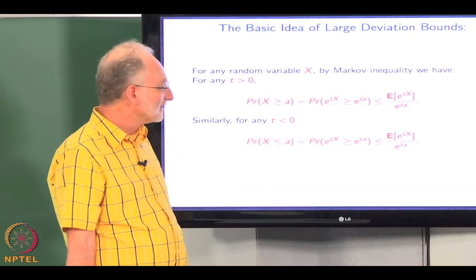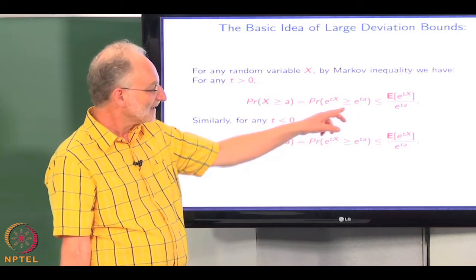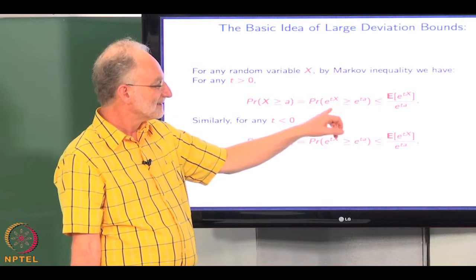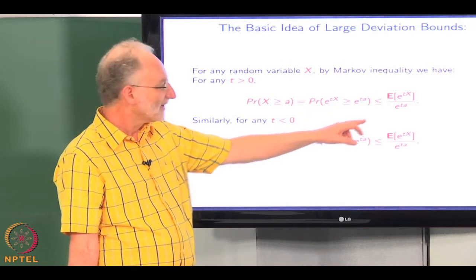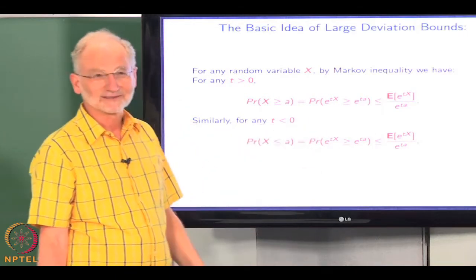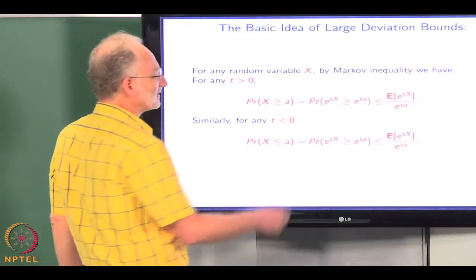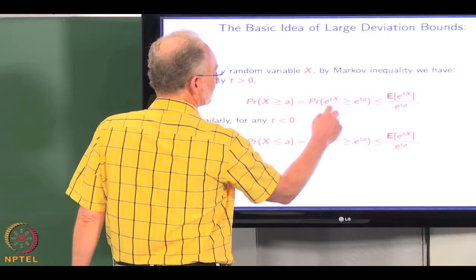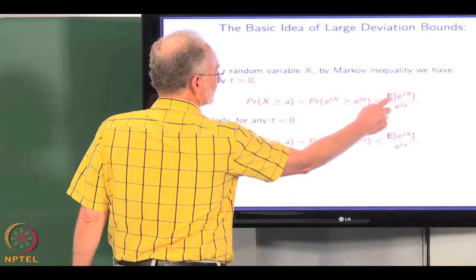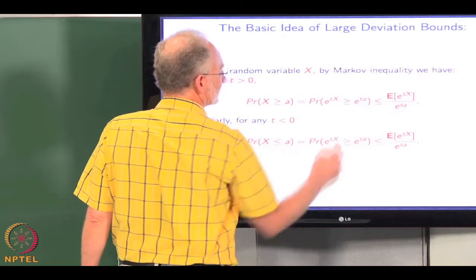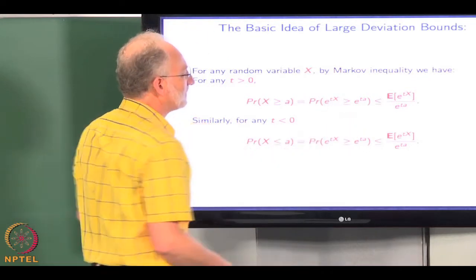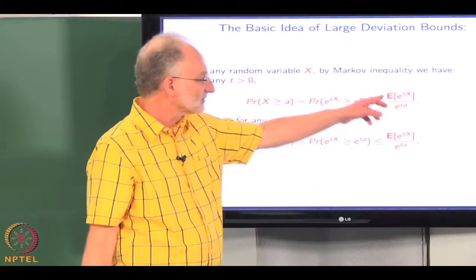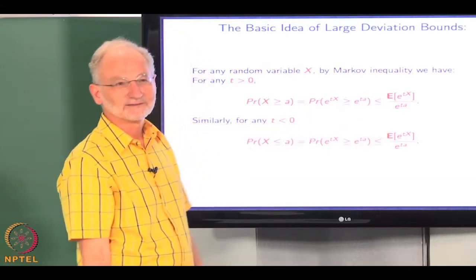Okay, so now I can take this. Now we have a random variable here that is not negative, and now I can apply Markov inequality. Markov inequality now says what's the expectation of this divided by this. So the probability that this random variable is greater than this is bounded by the expectation of this random variable divided by the value.